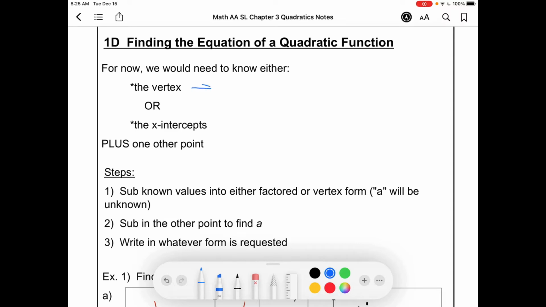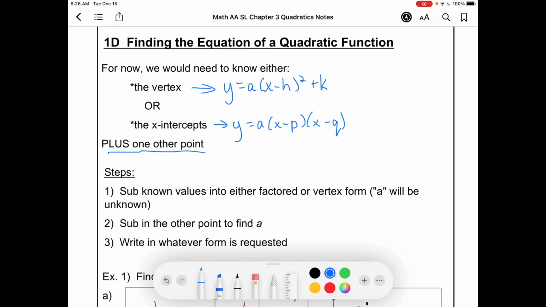If we know the vertex, we're probably going to think about vertex form, which is a(x minus h) all squared plus k. And again, the letters are arbitrary. It doesn't matter what letters we use, just their position in the form. For the x-intercepts, it was something like this: a(x minus p)(x minus q), where we've got x-intercepts of p and q. And a is some sort of steepness and direction of opening coefficient. So in order to determine what a is, we need to know one other point.